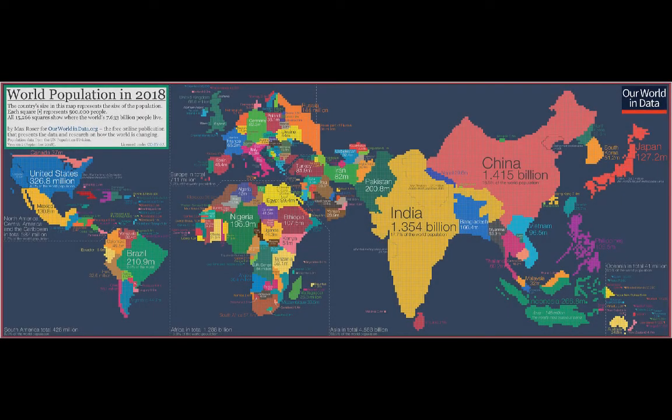The next image shows us what world population looks like in 2018. Each little square on the map represents 500,000 people, and the size of the country gives you a sense of the total population. China and India are the largest countries in the world.